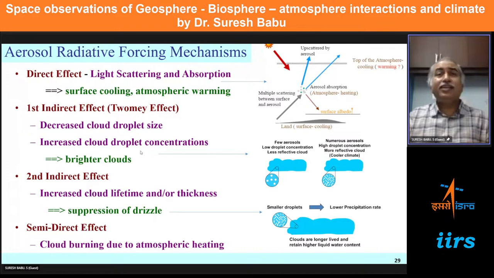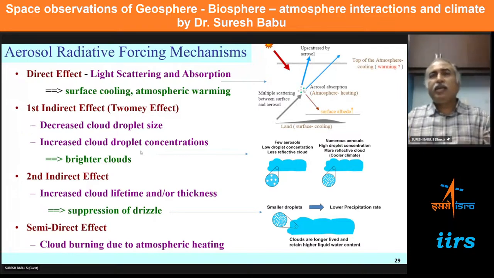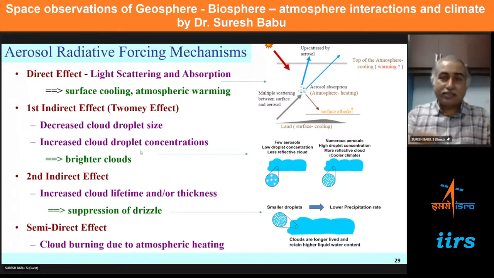Another effect is the increased cloud lifetime. When more aerosols lead to more, smaller cloud droplets, it will suppress the rain, which we call the second indirect effect, which is also a climate impact. Recently, based on observations especially in the South Asian region, the scientific community has come out with a new effect called the semi-direct effect, which is basically cloud burning due to the atmospheric heating by aerosols present inside the clouds. These are some of the most important effects which we need to address.